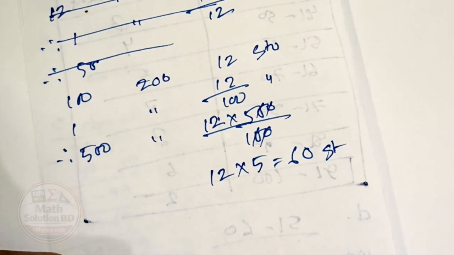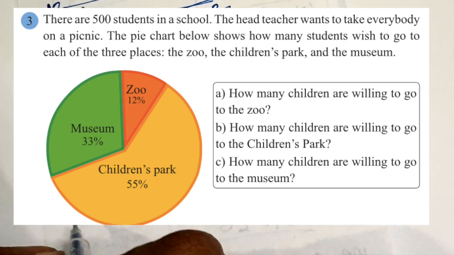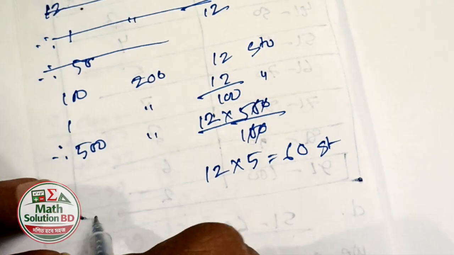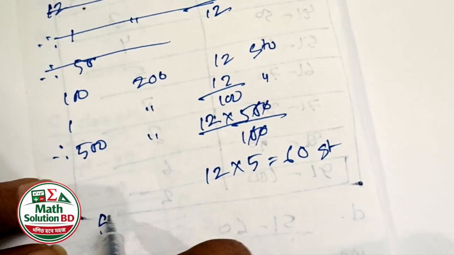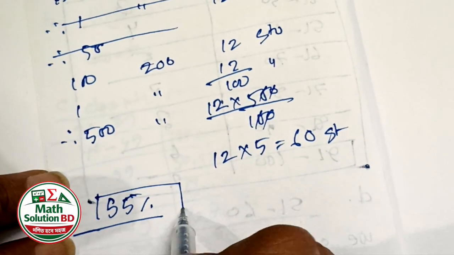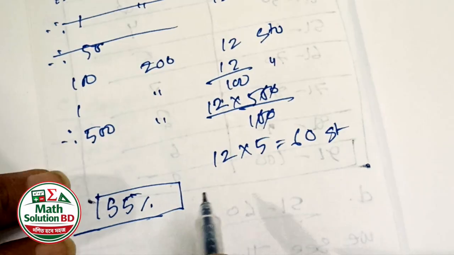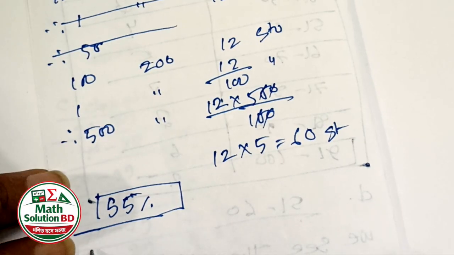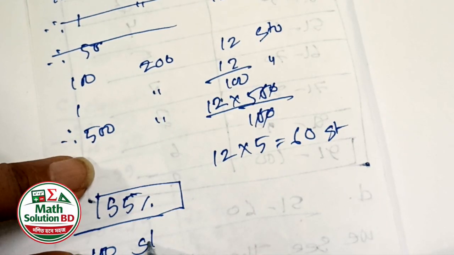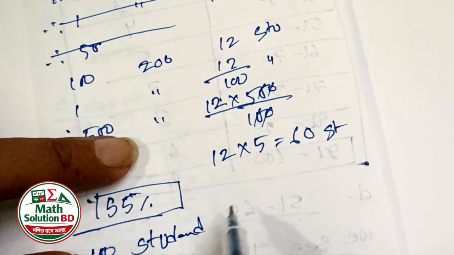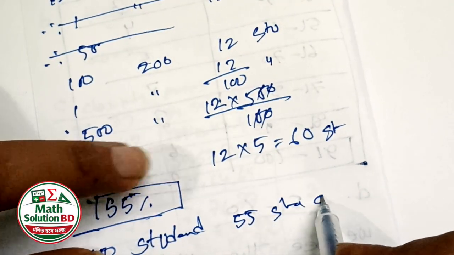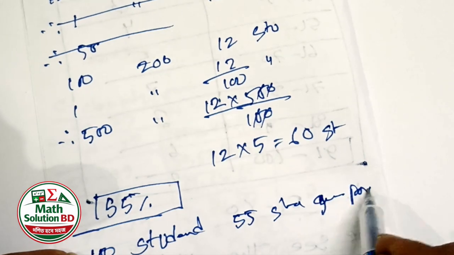And number B, how many students are willing to go to the children's park? That means how many percent? 55%. Then 55% means 55 in 100. So you can write in 100 students, 55 students going to the park.